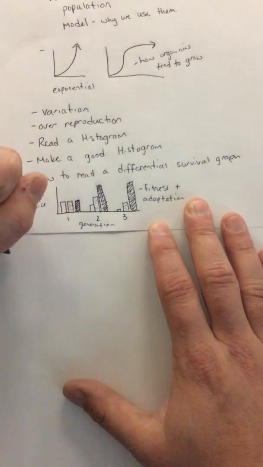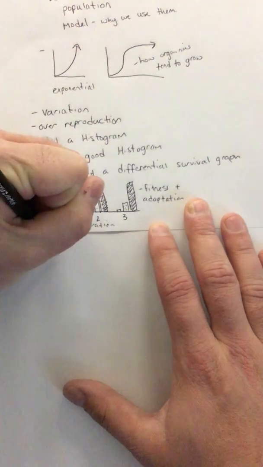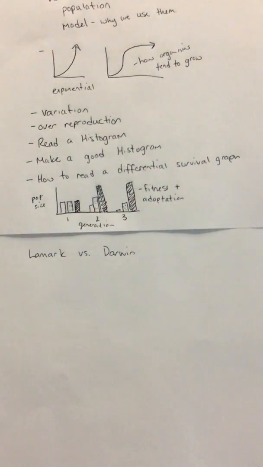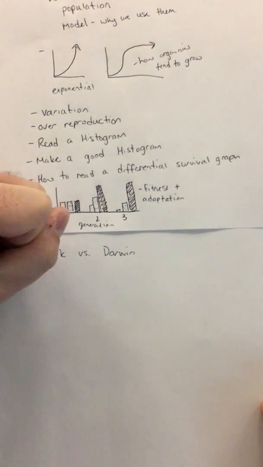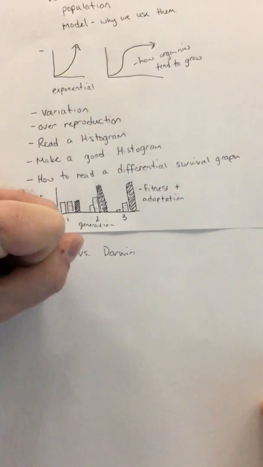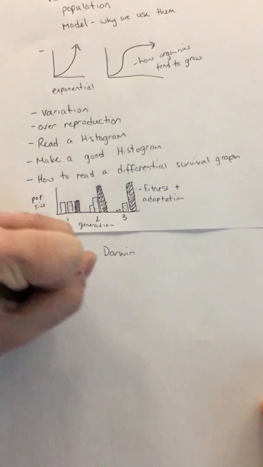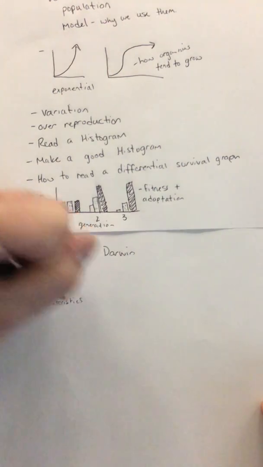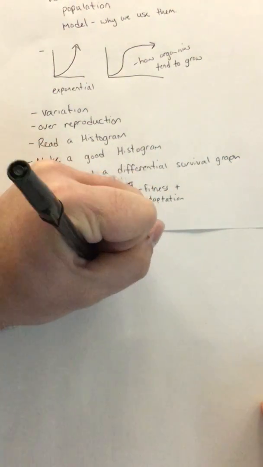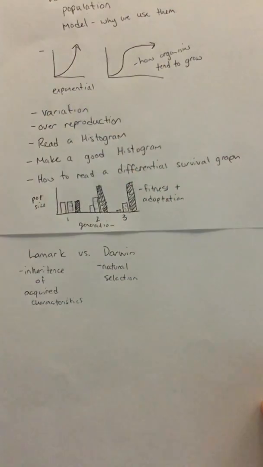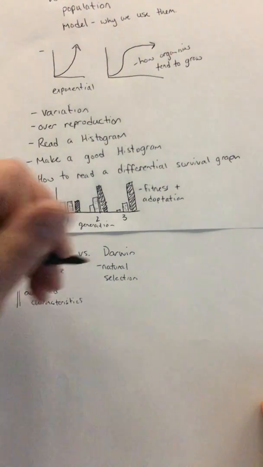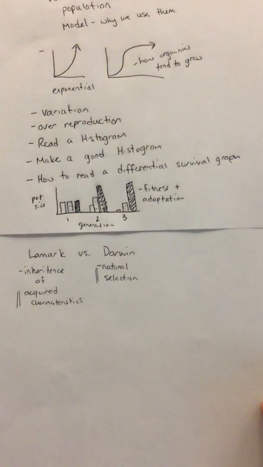Okay, a lot of questions about Lamarckian evolution and a lot of questions about Darwinian evolution. So Lamarck, you'll need to know that Lamarck proposed inheritance of acquired characteristics. And Darwin proposed natural selection. So you need to know what an acquired characteristic is. You need to know the steps of natural selection in order to do well in these.